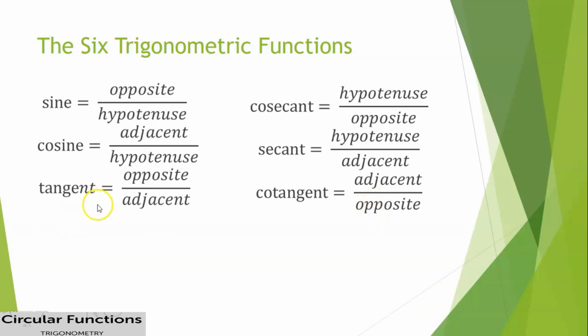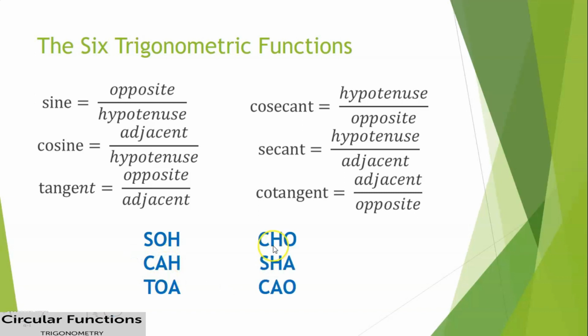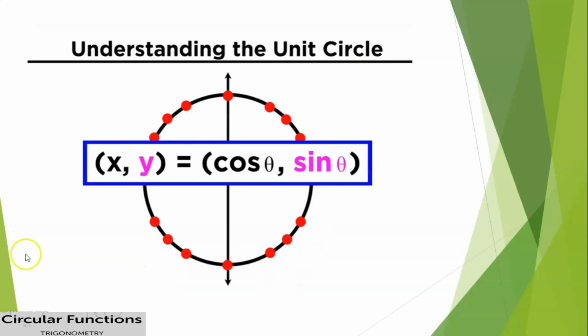Or you can deal with the very famous mnemonics: soh, cah, toa, cho, sha, sho. So take note, this is for sine, this is cosine, toa is tangent, cho is for cotangent, sha is for secant, and sho is for cosecant.